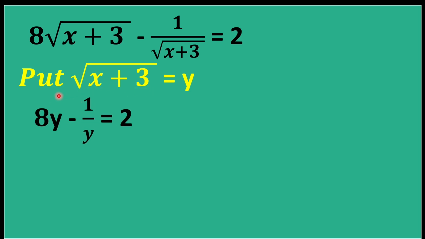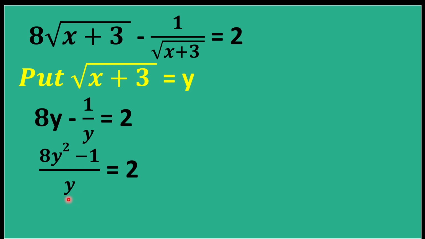After putting under root x plus 3 equals y, this equation will become 8y minus 1 over y equals 2. And now we will take LCM on this left side. After taking LCM, this y will multiply with this and it will become 8y square minus, this y will cancel this, and here the remaining term will be 1, which is equal to 2.